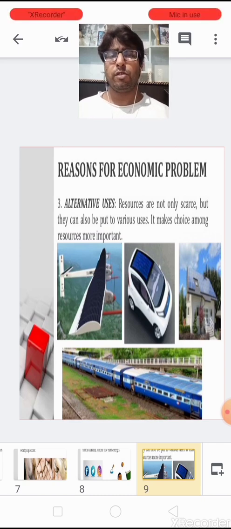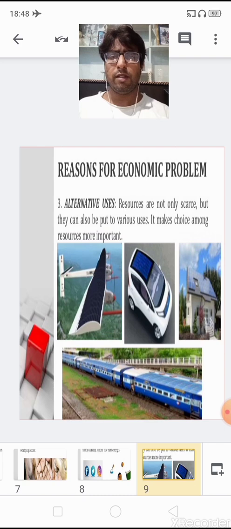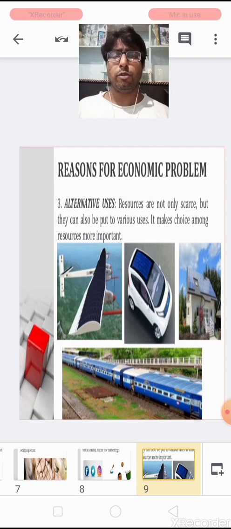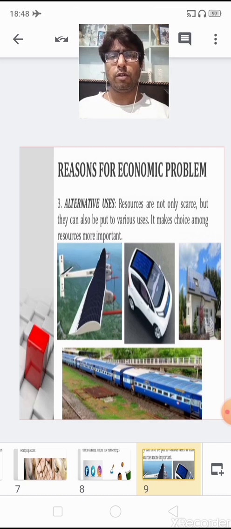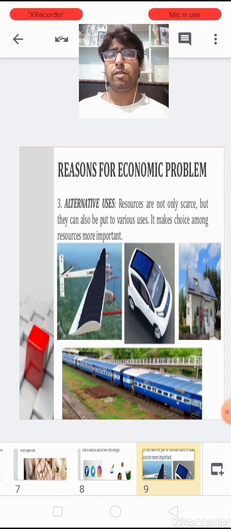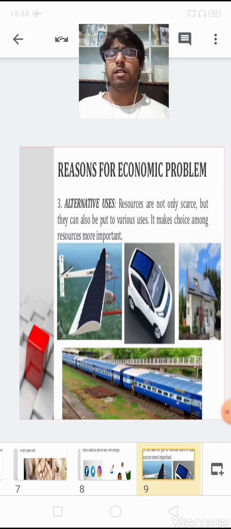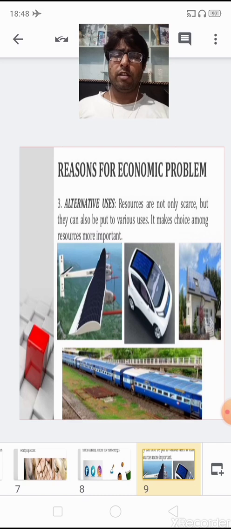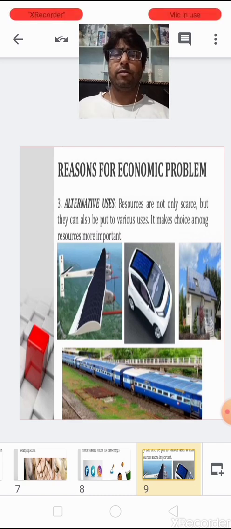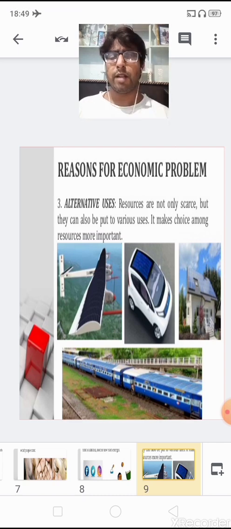So, children, resources are, as I just said, not only scarce, but they can also be put to various uses. It makes choices among resources more important. For example, children, petrol is used not only in vehicles but also for running machineries, generators, etc. As a result, the economy has to make choices between the alternative uses of the given resources. Now, children, these were the reasons why an economic problem arises.